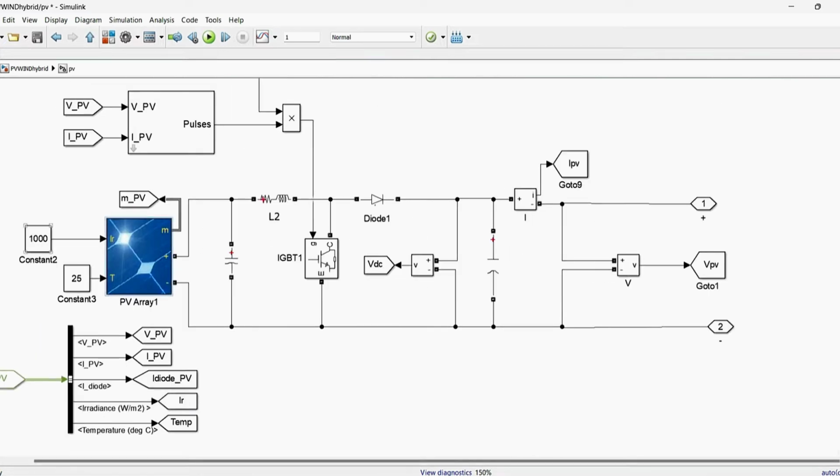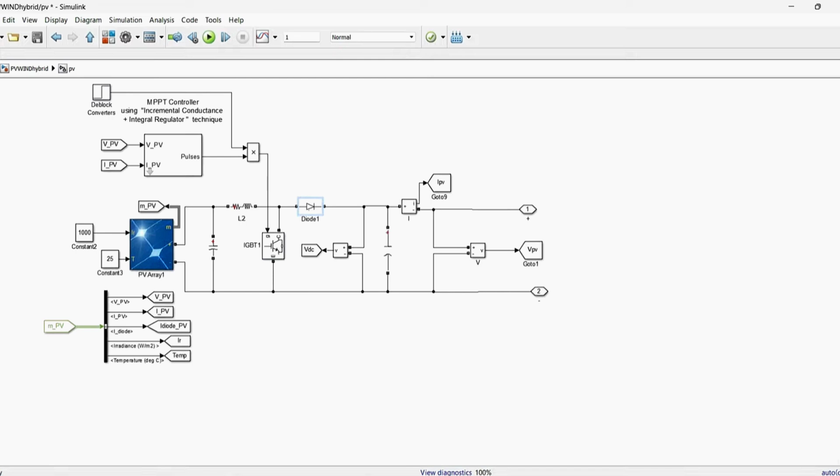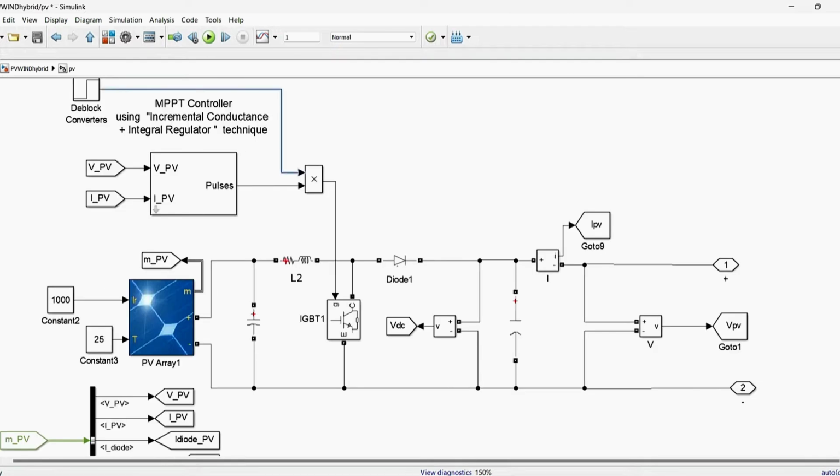temperature. After that, I already told you we need to go to the boost converter. This inductor, this IGBT and this diode make a boost converter. I already told you that with the help of MPPT and the boost converter we get the maximum power. That's why here I am taking the maximum power point control. In MPPT we are using the incremental conductance method, that's why I gave the name incremental conductance.